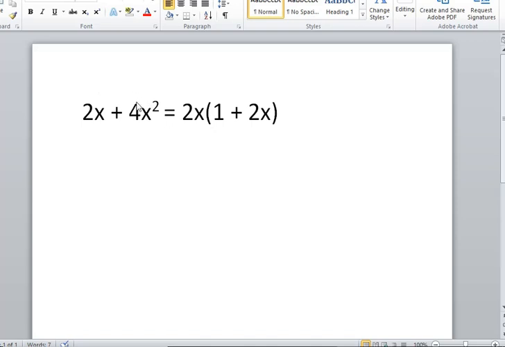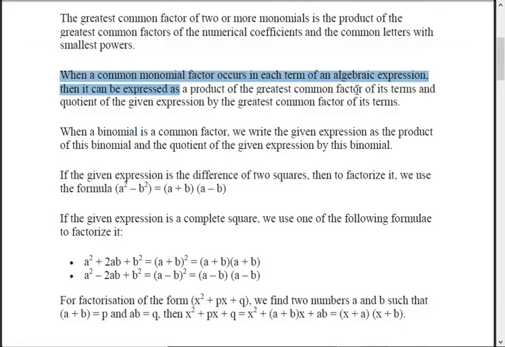This can be expressed as the common factor firstly, that is 2x, and the quotient of the expression because of this common factor. Means you divide this 2x plus 4x square with 2x, and then what will be the answer? 2x into 1 is 2x and 2x into 2x, right? So this is the factor. So 1 plus 2x, that is the meaning of this sentence. A product of greatest common factor of the terms means 2x, and the quotient of the given expression means 1 plus 2x, right? That is the meaning of this sentence.